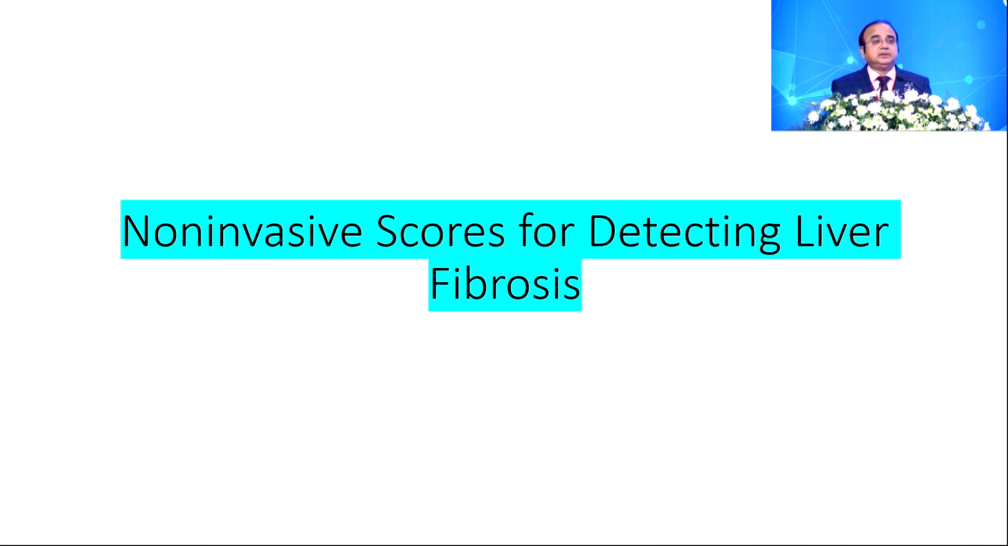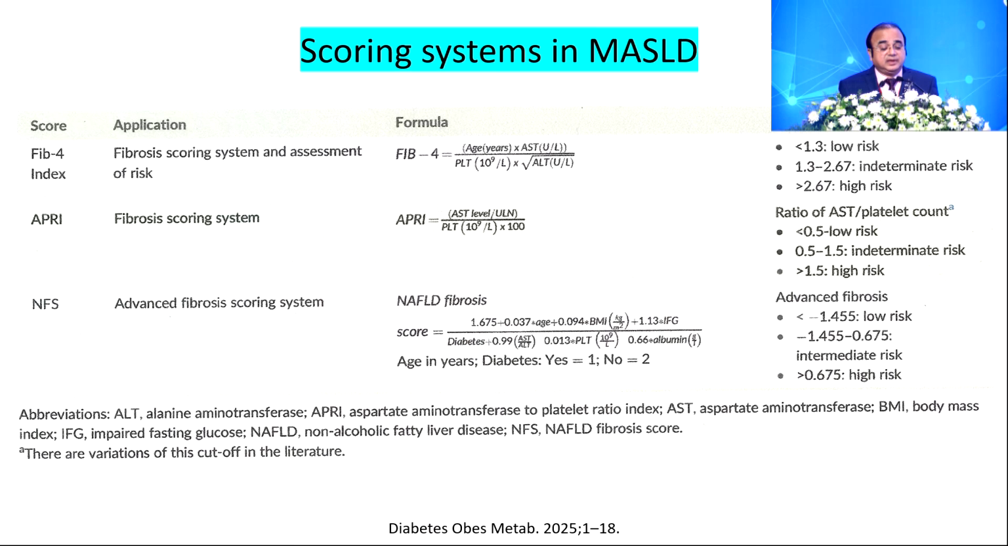So how can we go about it? Not everybody has the facilities for FibroScan, even in small cities, tier 3 cities, or remote places. So we can simply use non-invasive scores to detect liver fibrosis. There are FIB-4, which we can call the Fibrosis-4 index, APRI, and NFS. These are the formulas by which we can calculate it.